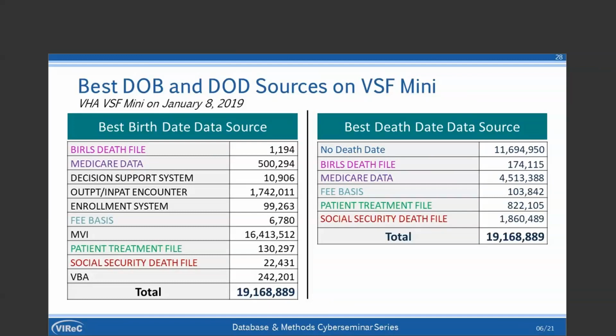With respect to death, most of the best dates come from Medicare, which is not surprising given that Medicare covers older individuals, and people are more likely to die when they're older than younger. So the Medicare data is a really important source of information, as is, though less important, the Social Security Death Master File.